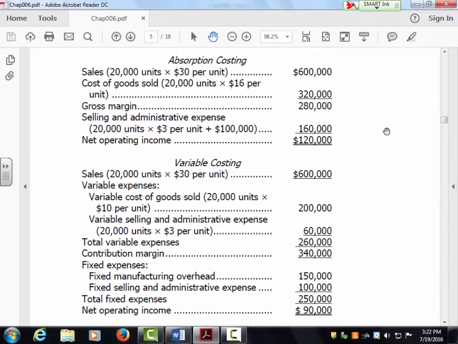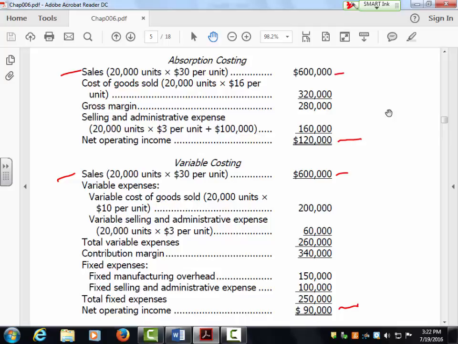All right, so you'll notice that net income here is 120 under absorption costing, but is only 90 under variable costing. So what we want to do is look at what's the reason why. The sales won't change. So we're going to sell 20,000 units at 30. We're going to have $600,000 in sales either way.